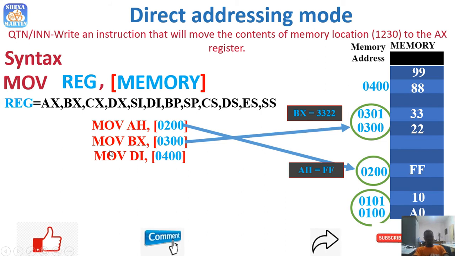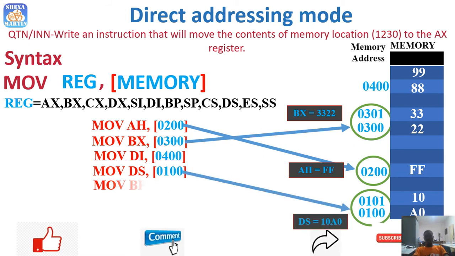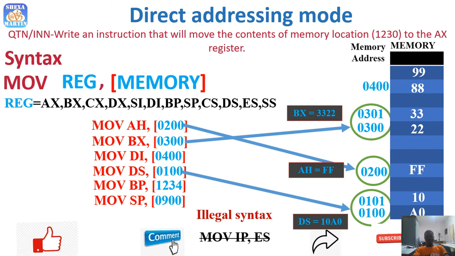Now we have another instruction, move DI 0400. What will happen? DI is of size 16 bits, right? And then the value that is to be moved into DI is 9988. And here's another instruction, move 0100. Those other instructions without answers are there for you to practice. Right, so here is an illegal instruction or illegal syntax. You cannot move to an instruction pointer from extra segment.